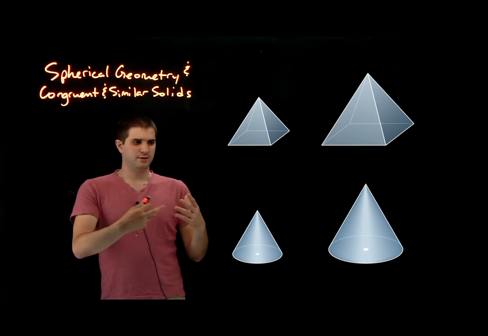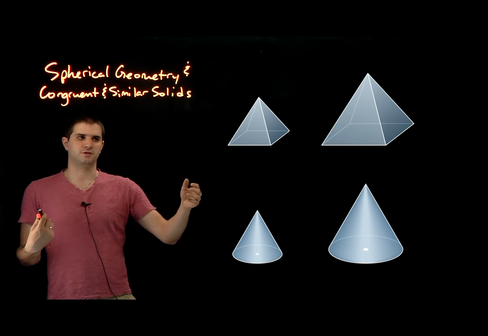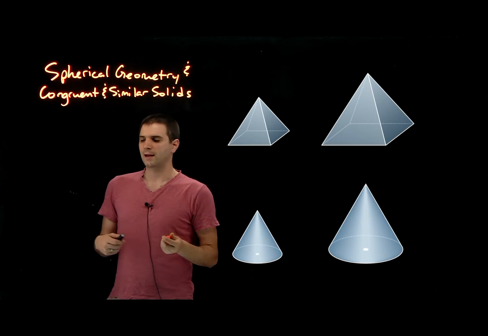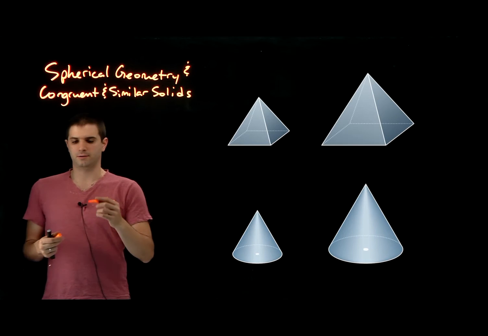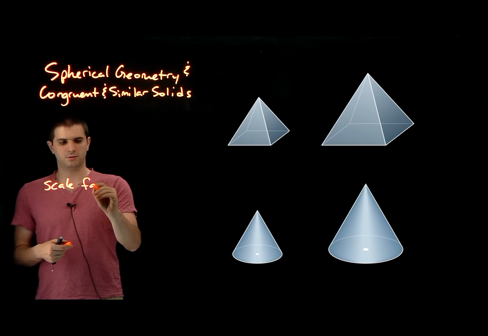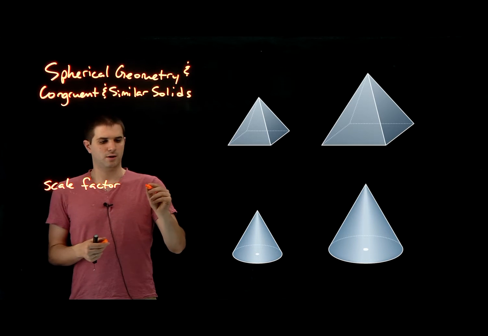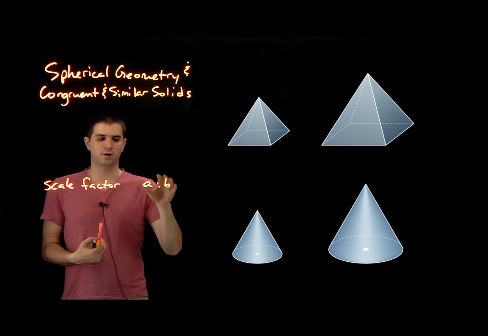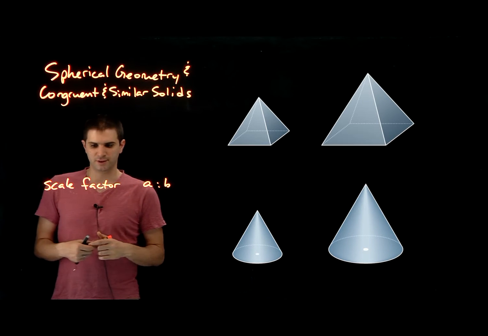In other words, in a layman's definition, the shape is the same, but the size is a little different. As we've been talking about similarity, we have scale factor. The scale factor of anything can be expressed as a ratio of A to B. We've been working with that a lot throughout this whole geometry video series.